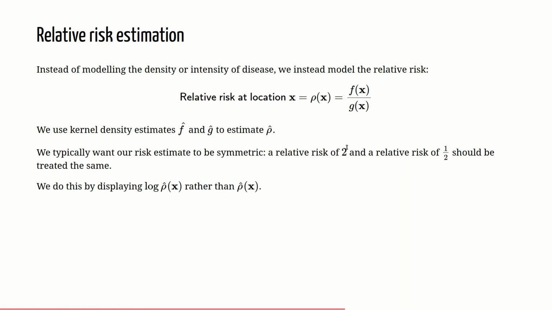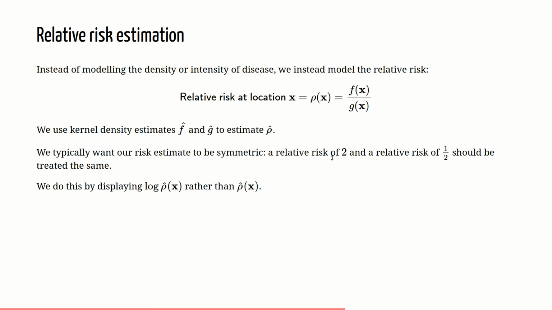Now, we often look at rho on a log scale, and the reason is that a relative risk of 2 means that f is twice as big as g, while a relative risk of a half means g is twice as big as f. And we want those to be represented the same distance away from the neutral point. The neutral point would be when f and g are the same, right? The relative risk would be 1. And of course, the distance between 1 and a half is not the same as the distance between 1 and 2 on the raw scale. But if we take logs, then it is.